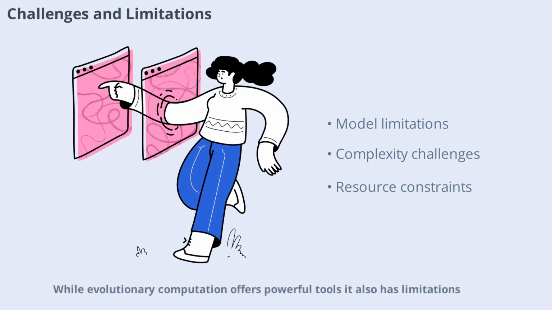While evolutionary computation offers powerful tools, it also has limitations. Simulations are only as good as the models and data they use. Biological systems are often more complex than any algorithm can capture. Additionally, computational resources can limit the scale and detail of simulations. Researchers must carefully design their models and interpret results with caution, always considering the assumptions and simplifications involved.